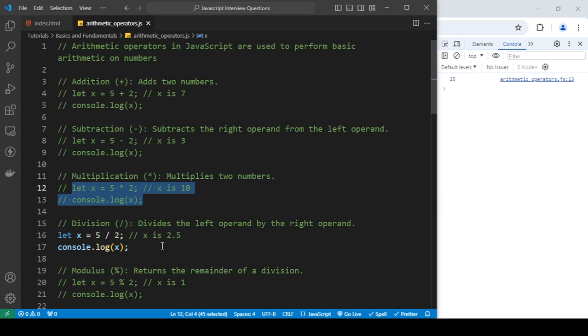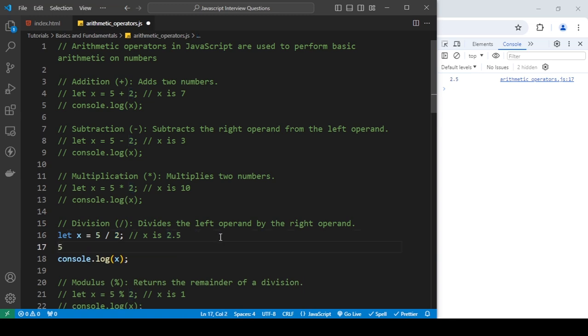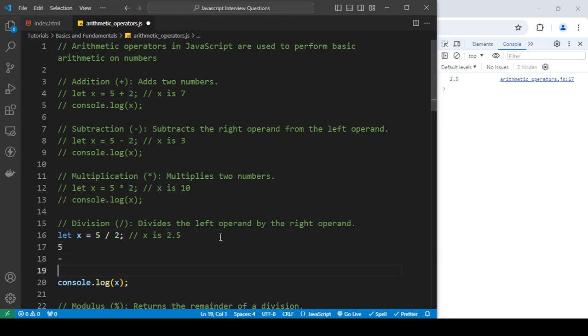Okay, so the next one is division. This is used for division, the forward slash, and what this does is it divides the left operand by the right operand. Consider it like this: whatever is here is going to be at the top, and whatever is here is going to be at the bottom. And this is used to show that I want to divide these two. So this is how it's done.